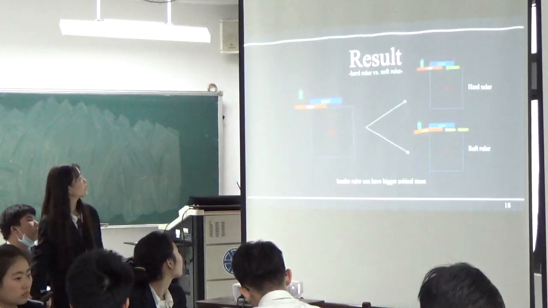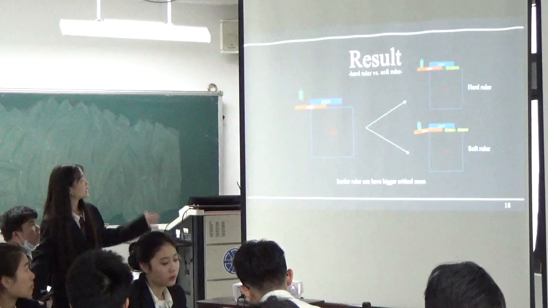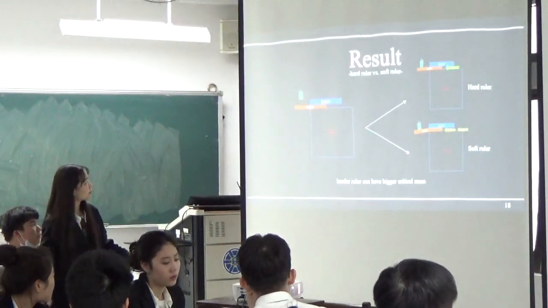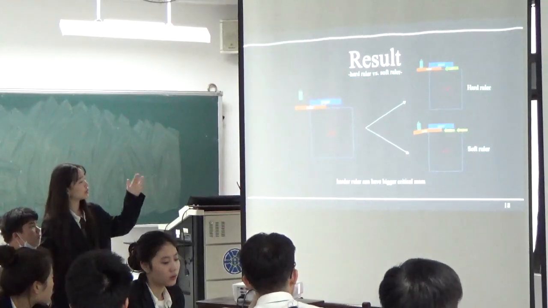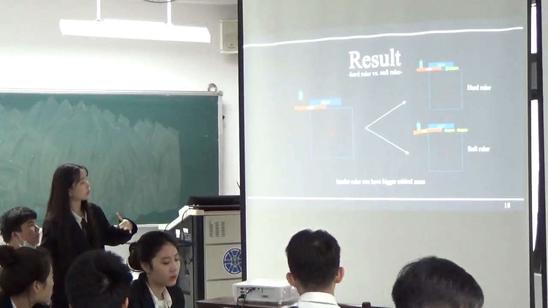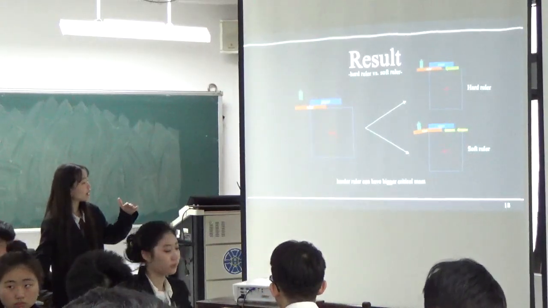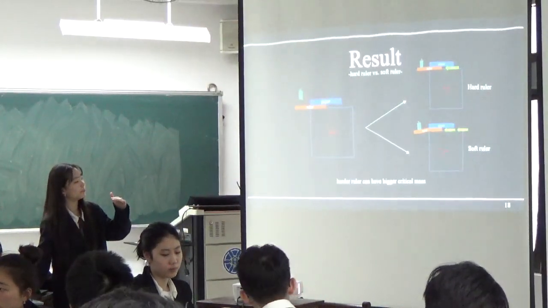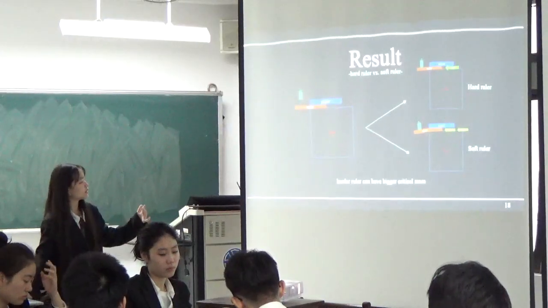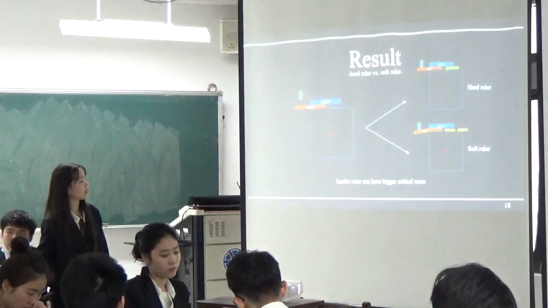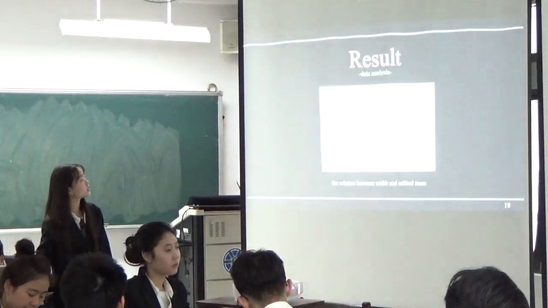So for the result, we can see that when the ball falls onto the ruler, the harder ruler will remain straight, so the air pressure will come in. But the softer ruler will have a deviation, so the air pressure will come in. And so we have found out that the harder ruler can have a bigger critical mass.